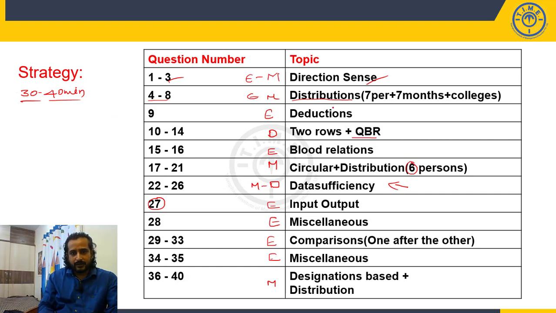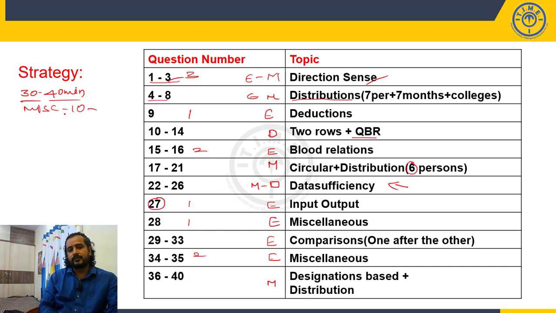So look here. How many miscellaneous questions are there? Let's discuss the strategy of this paper. Here is 3, 4, 6, 7, 8, and here 2. 10 miscellaneous questions are there in this complete paper.